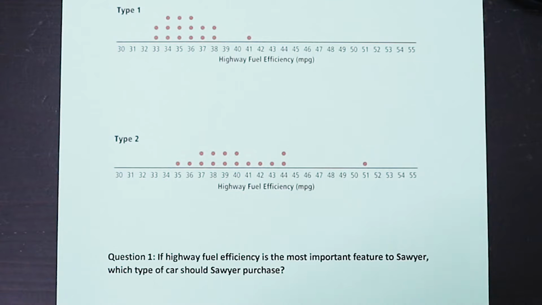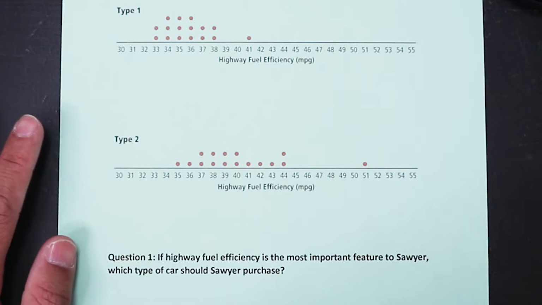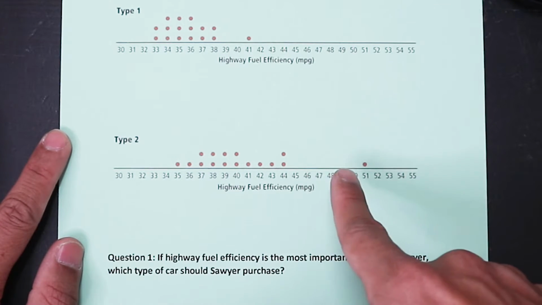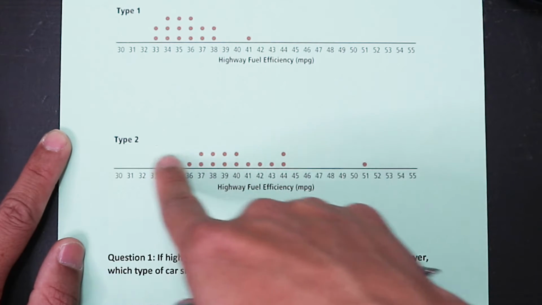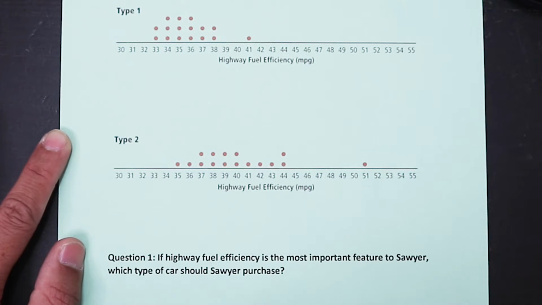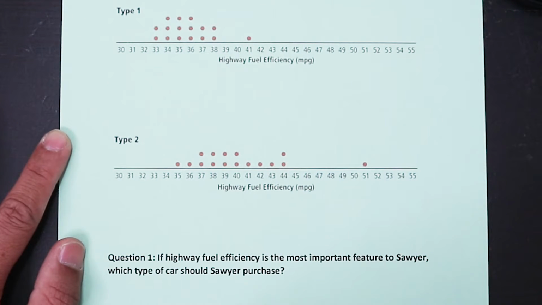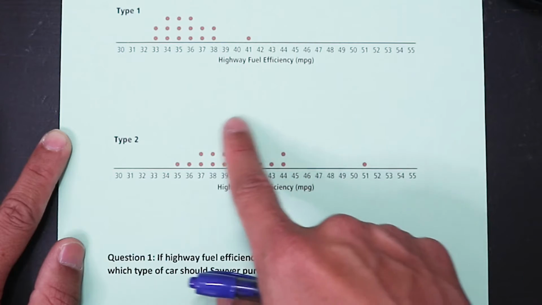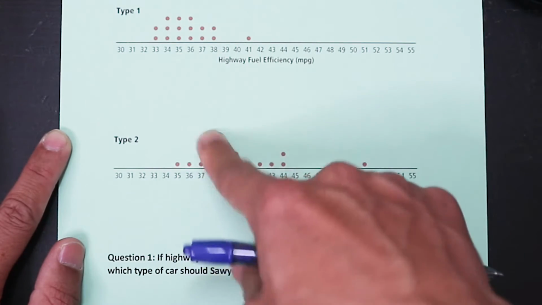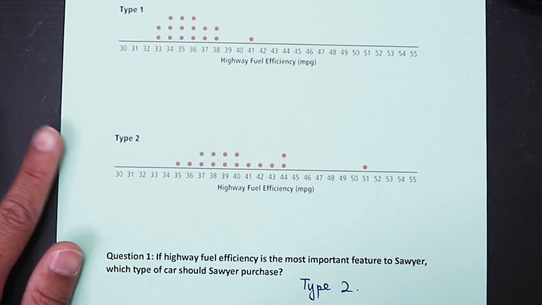Question 1 says, if highway fuel efficiency is the most important feature to Sawyer, which type of car should Sawyer purchase? Well, car efficiency means I could drive a lot of miles given just 1 gallon. I see that in type 2, the second type of car, most gas mileage is between 35 to 44 miles per gallon versus type 1, which is around 33 to 41 miles per gallon. So type 2 clusters around the higher number range versus type 1. So we're going to say that he should purchase type 2.